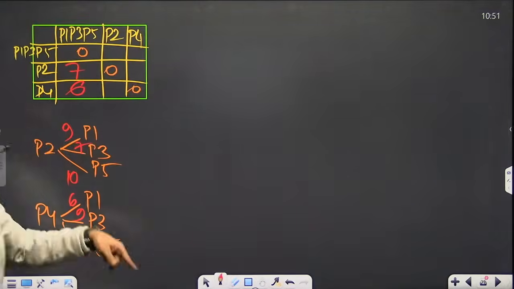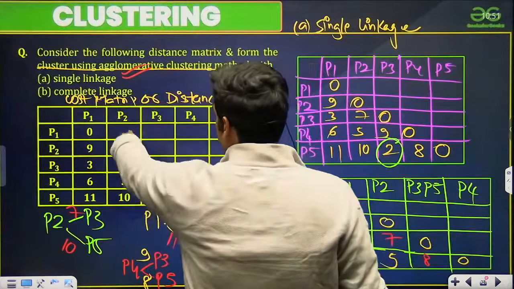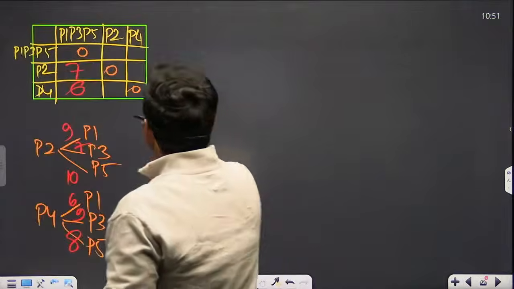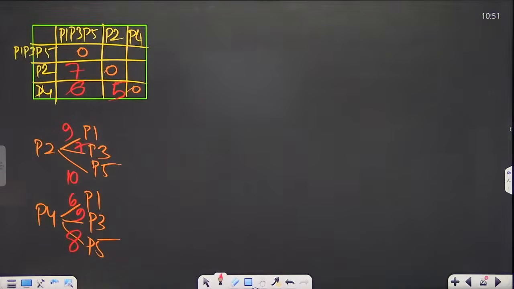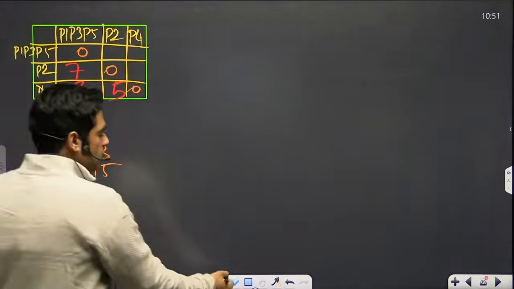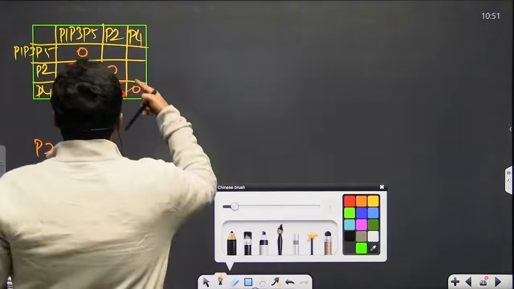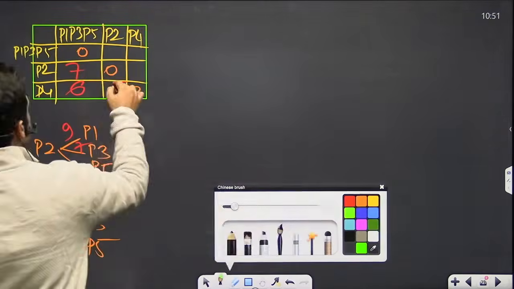Okay, and distance of P2 to P4, what is distance of P2 to P4? That is 5 here. So I'll just put 5 here. Okay, now I think everything is correct. All clear, done. P2 to P4 is 5. ठीक है, अब minimum out of this. So what is the minimum out of this? So minimum out of this is 5.